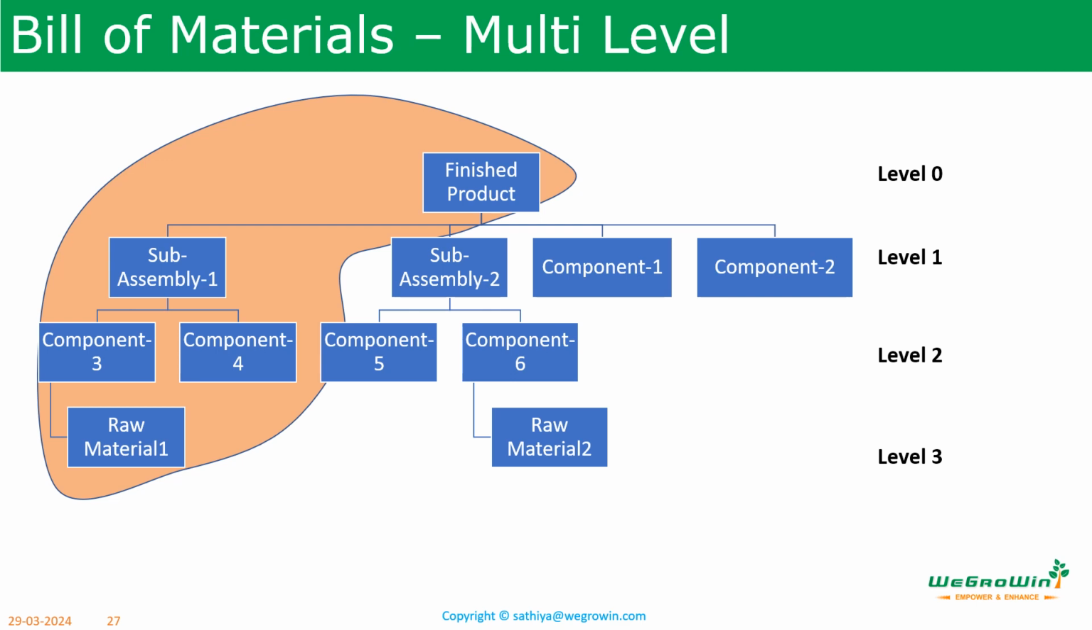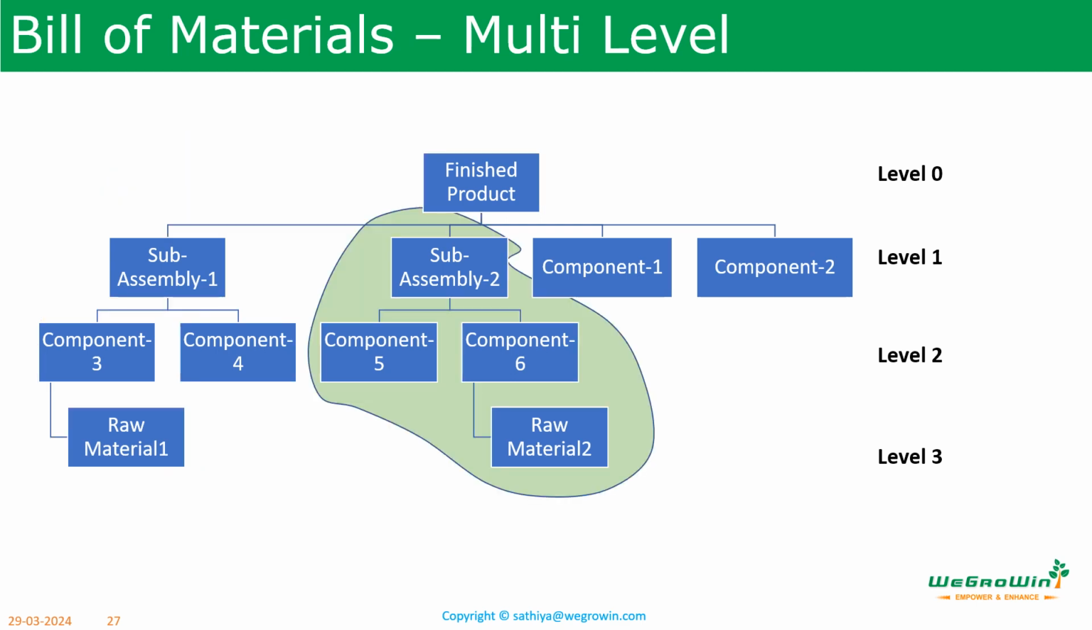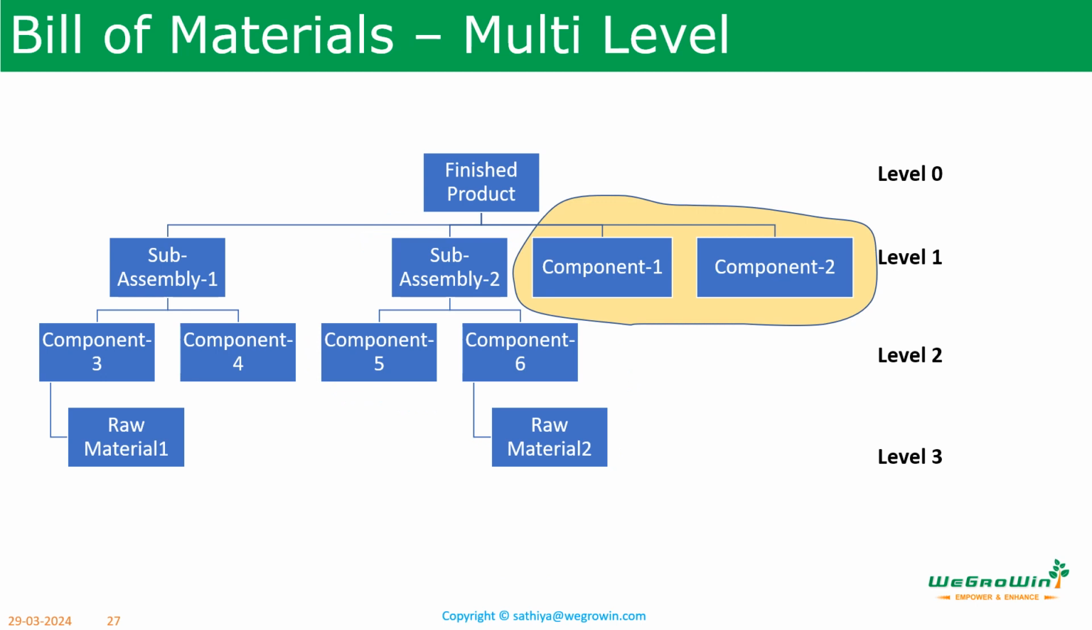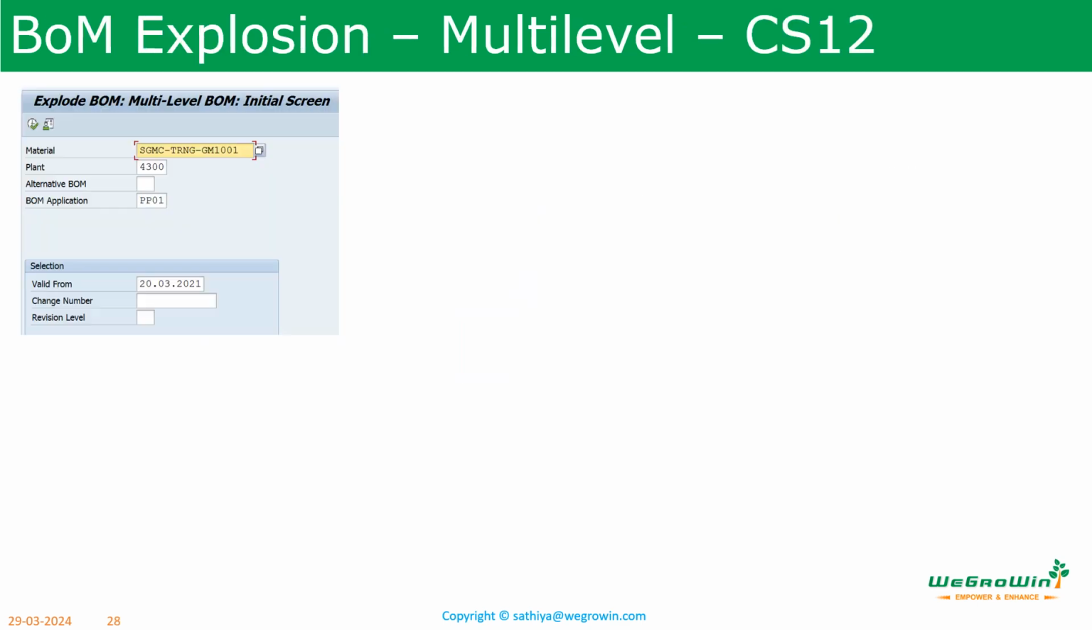And then next is the subassembly 2. All the levels of the BOM of the subassembly 2 will be appearing, and then all the components will appear. This is called the multi-level, which means it will go up to the last stage. How to see this in SAP?